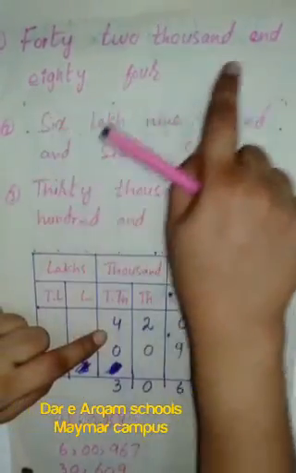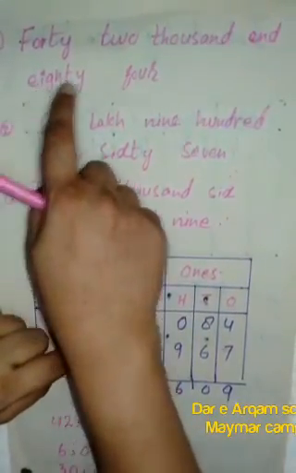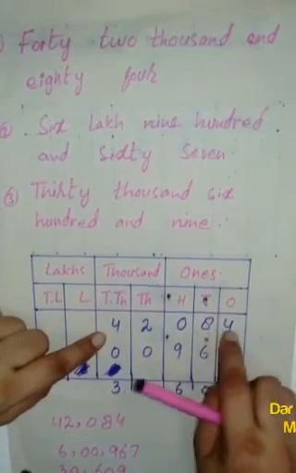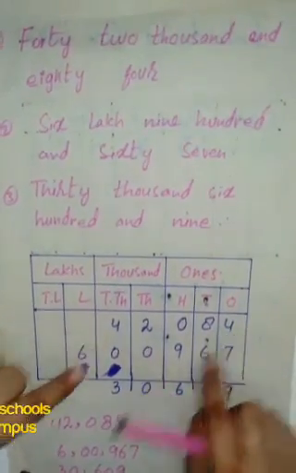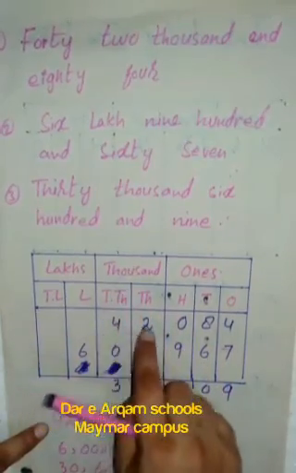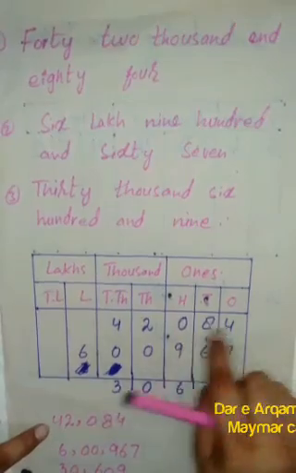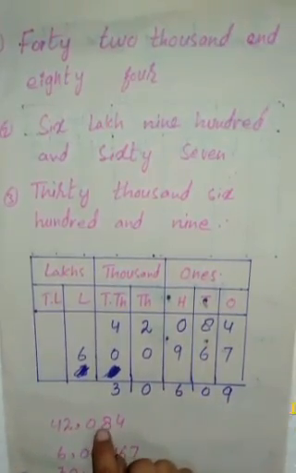And in the 100 column you have no number, so you will write here 0. And at last we have 84, so you will write 84 in the tens and ones columns. And you will put the comma according to their periods, because in thousand we have two numbers, so you will put one comma after two numbers, and three numbers of the ones column will remain here.